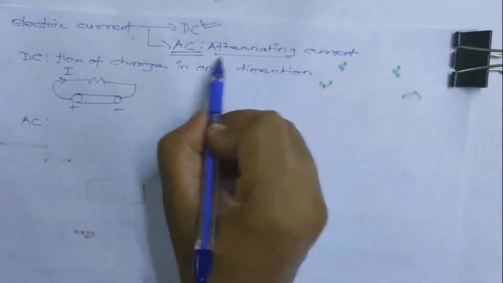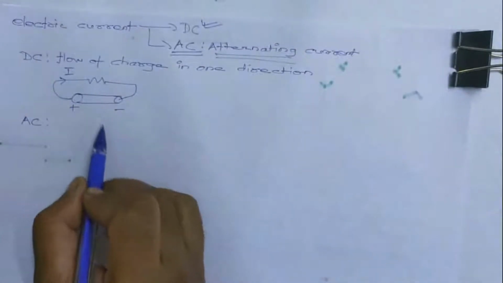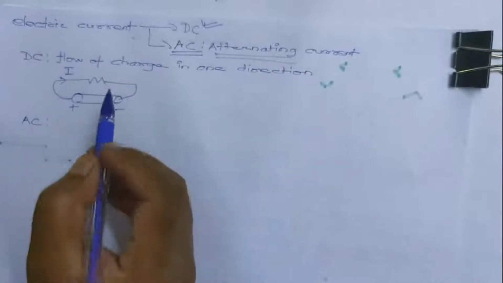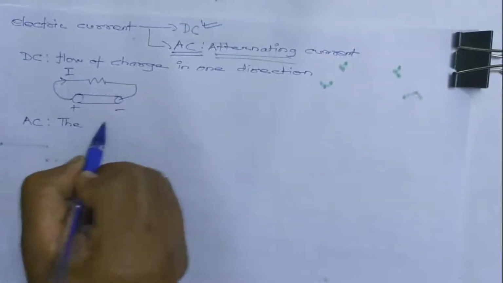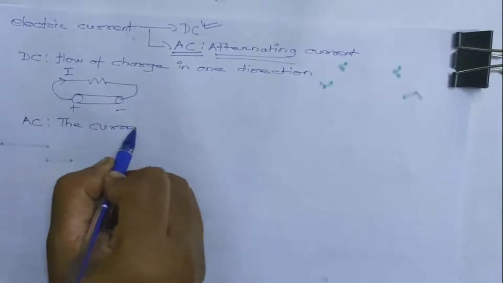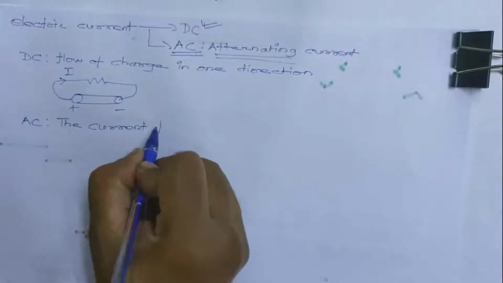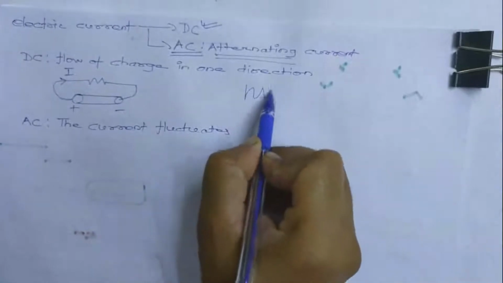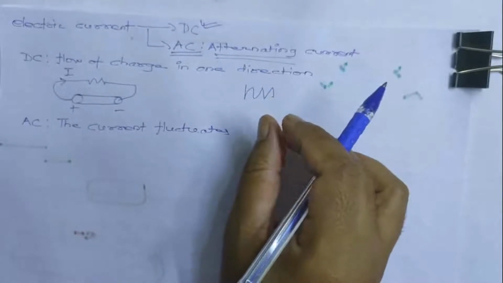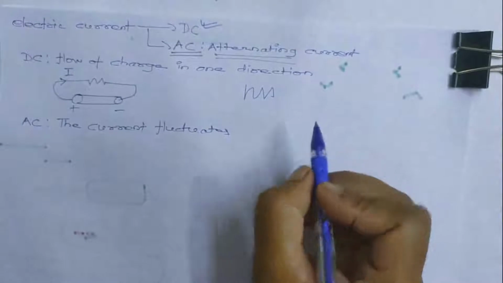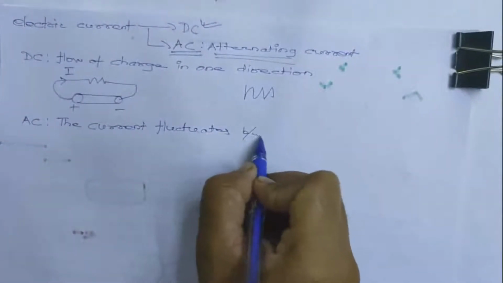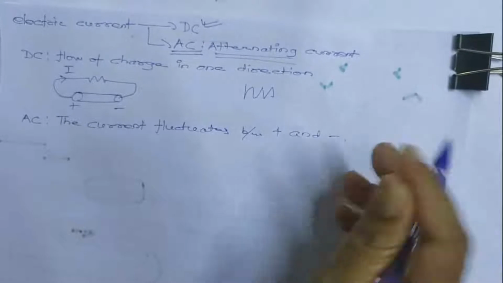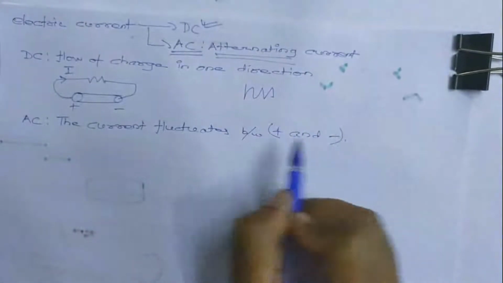AC, as the name suggests, alternating current, means its direction keeps on fluctuating. I would say the current is half positive. Let me write it. The current fluctuates. Fluctuates means something like this, on off kind of thing. You can understand it that way. The current fluctuates between plus and minus. Plus and minus are again vague terms I have used, just for you to understand.